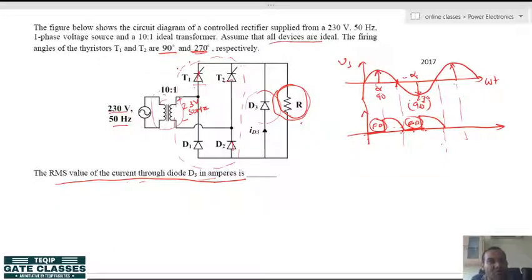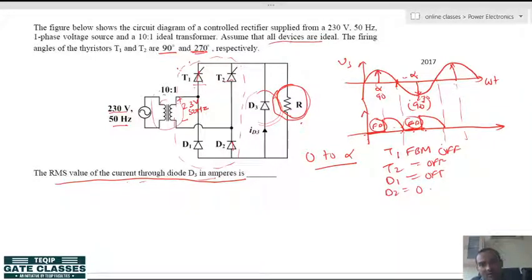When the positive cycle comes, diode D3 will be reverse biased. For 0 to alpha, T1 is in forward blocking mode, meaning off, T2 is also off, D1 is also off, D2 is on, and D3 is reverse biased and thus off. It means the load and source are disconnected, hence the output voltage is 0. Let us draw here the V naught and I naught.